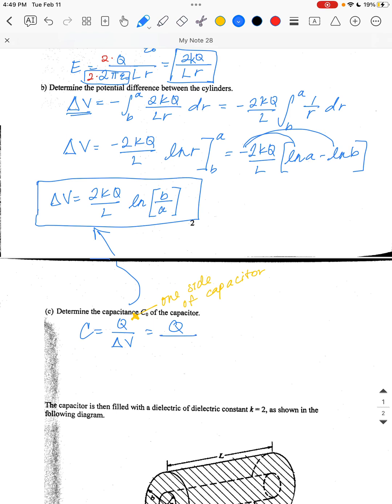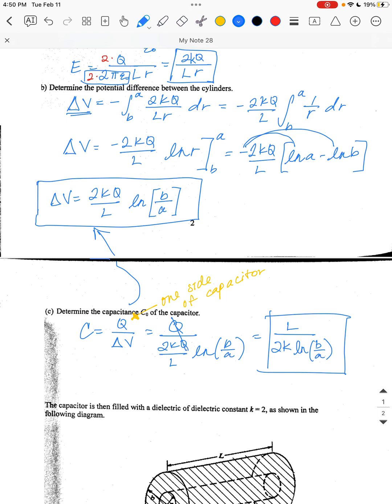The delta V is going to be the 2KQ over L times ln B over A that I got from part B. And then I just simplify it down. My Q's cancel out, my L goes in the denominator, and my ln B over A can't really simplify any further. So this is a pretty simple calculation now that you know how to do it.